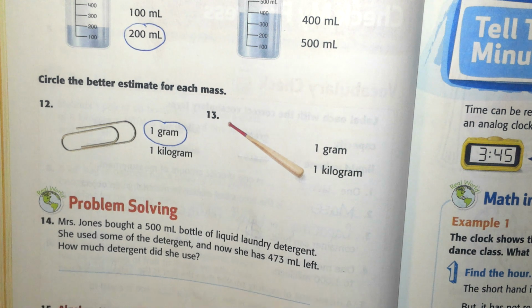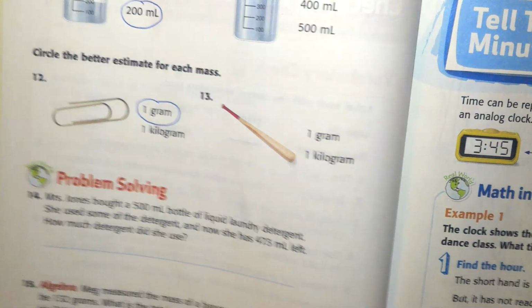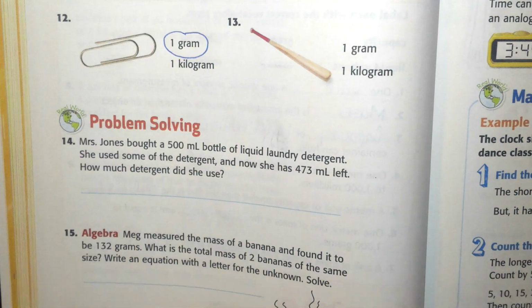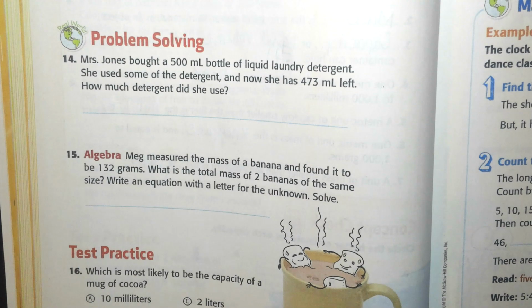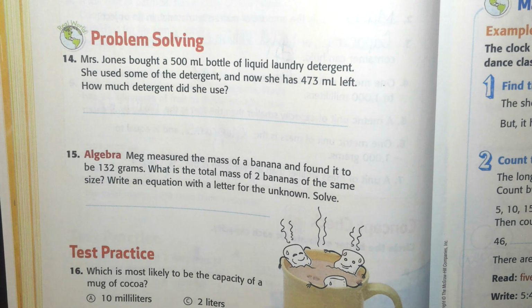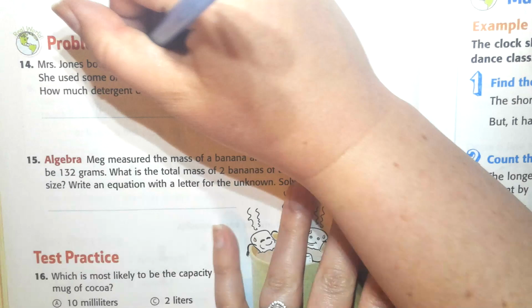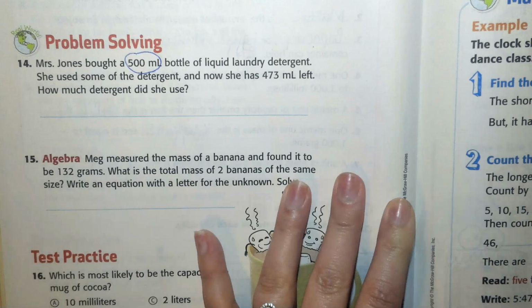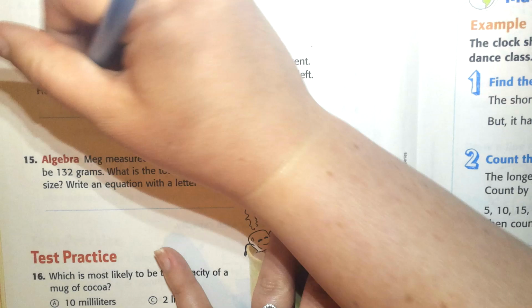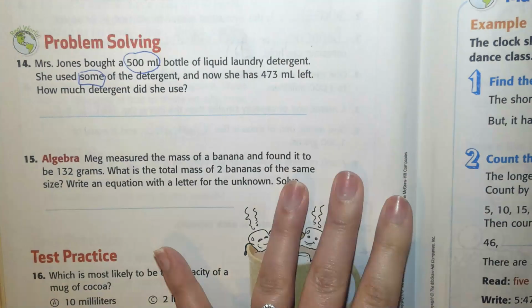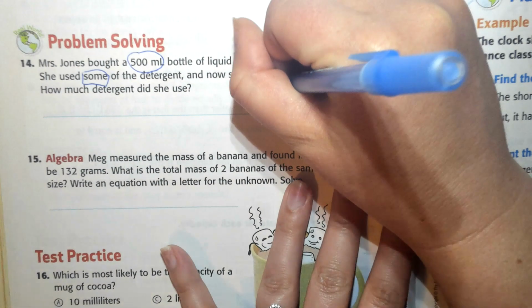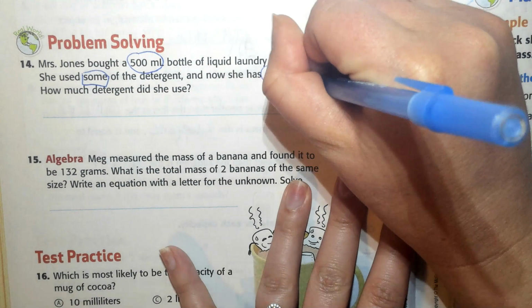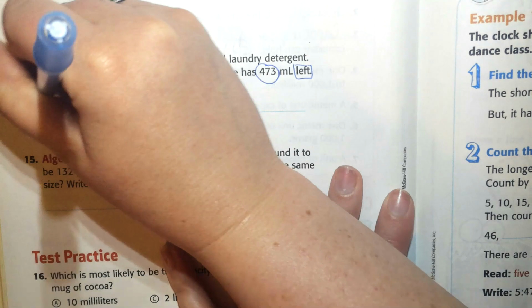Okay, moving into the problem-solving questions. Let's do number 14 together. Then you can try 15 and 16 on your own. So number 14 says, Mrs. Jones bought a 500 milliliter bottle of liquid laundry detergent. She used some, keyword, some, I don't know how much, of the detergent. And now she has 473 milliliters left. How much detergent did she use?